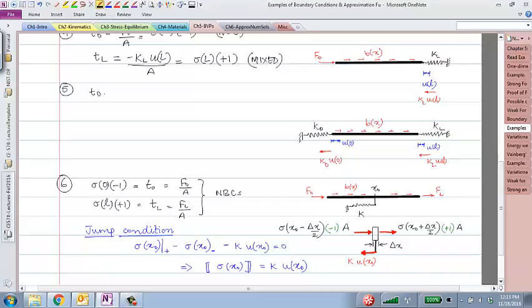So the traction would be in the negative K0 times U0 direction, divided by A, and by definition that would be equal to stress at 0 times -1. This is a mixed boundary condition. And similarly at L, it would be minus KL UL divided by A equal to sigma at L, acting on the normal +1. This is also mixed.